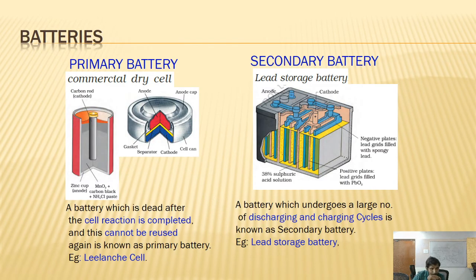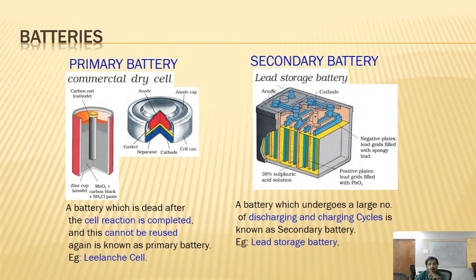Okay. Now next, batteries. When we are discussing the applications of electrochemistry, we have two types of batteries: primary batteries and secondary batteries. In day-to-day life we are using the primary battery as well as the secondary battery.